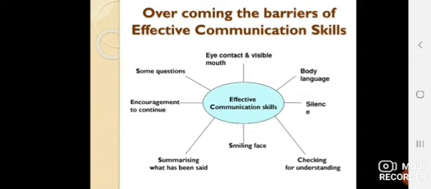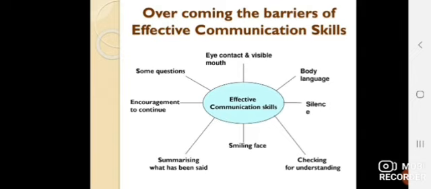So, eye contact and visible mouth. Your mouth should be visible to all the speakers, all the listeners, or all the audience. So eye contact and visible mouth is very important in creating effective communication.